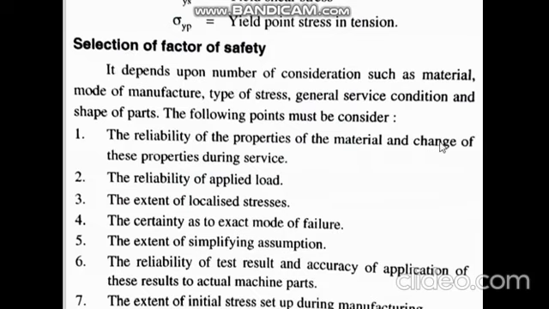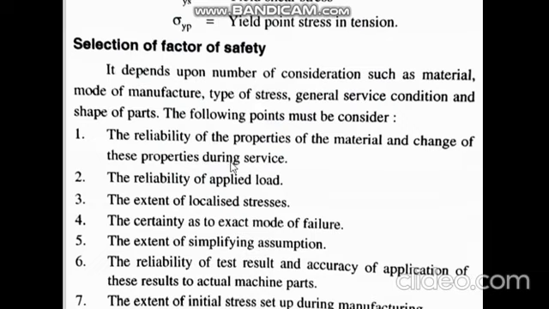Then change of these properties during service. While in service, sometimes you see some of the materials rusting away. Rusted away means what? Something is corroded. What happens when corroded? You see the outer surface has rusted and fallen off. That means the remaining cross section is reduced. So when you bought it new, it had so much cross section. Is it now having the same cross section? No.